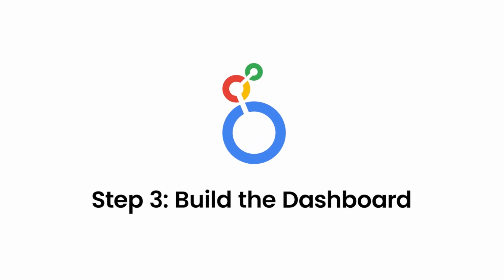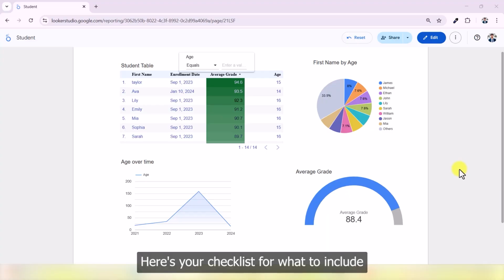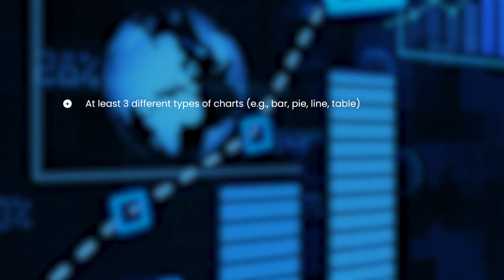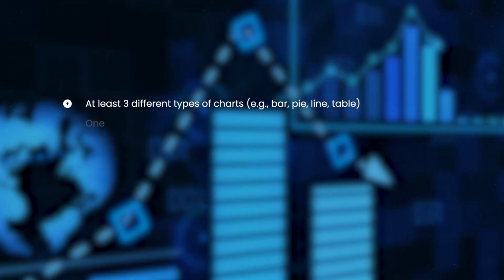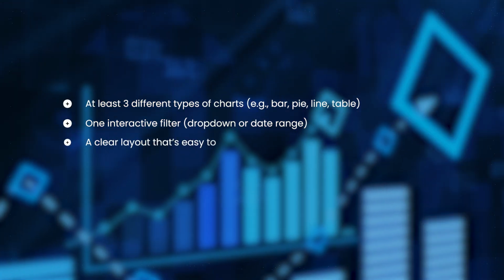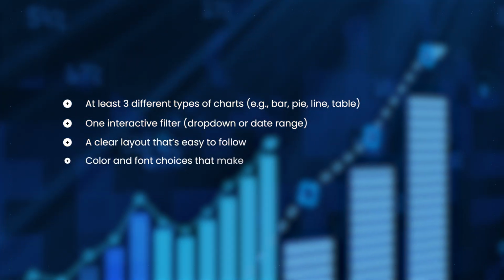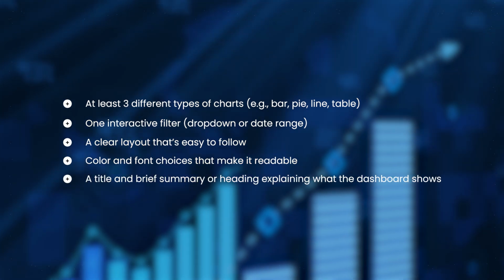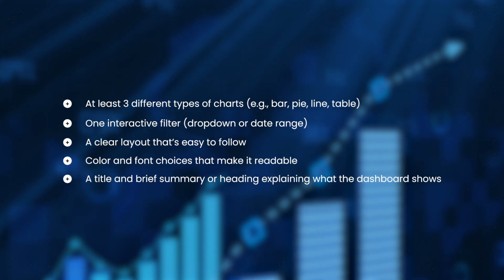Step 3. Build the dashboard. Here's your checklist for what to include. At least 3 different types of charts. For example, bar, pie, line, or table. 1 interactive filter, drop-down or date range. A clear layout that's easy to follow. Color and font choices that make it readable. A title and brief summary or heading explaining what the dashboard shows.